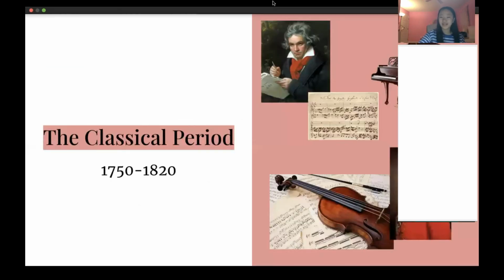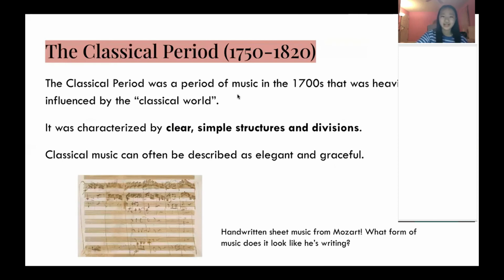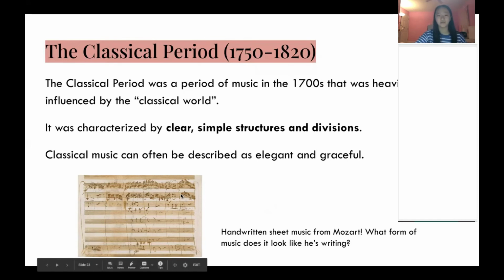Okay, so we're finally here, but we obviously don't have that much time, so we're just going to go through the important parts that are going to be on your homework. Okay, so the classical period is from 1750 to 1820. And this is handwritten sheet music from Mozart, which is pretty cool.